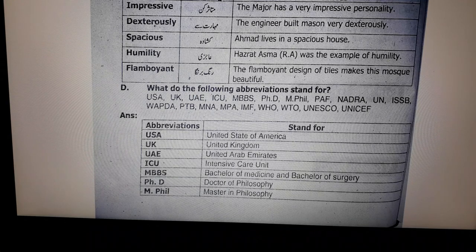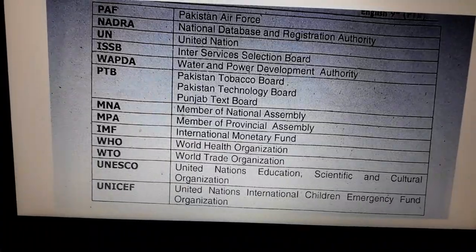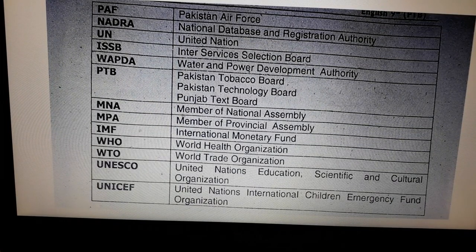The abbreviation: USA, United States of America. UK, United Kingdom. UAE, United Arab Emirates. ICU, intensive care unit. They are usually in the hospital. MBBS, the doctors do the first degree, that is called the MBBS. Bachelor of Medicine and Bachelor of Surgery. PhD, Doctor of Philosophy. MPhil, Master in Philosophy. PAF, Pakistan Air Force. NADRA, National Database and Registration Authority. UN, United Nations.